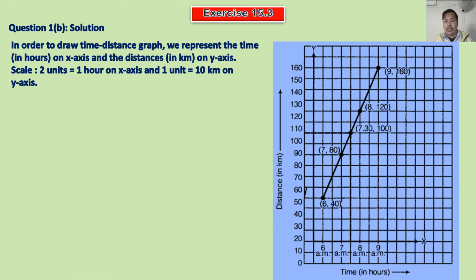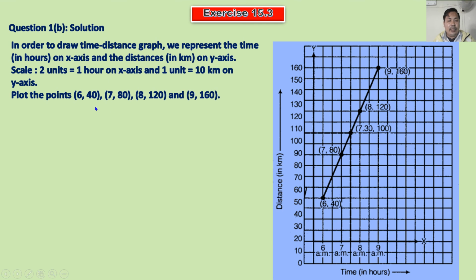Okay, two units as 1 hour, so that's 6 to 7 1 hour, 7 to 8 1 hour, 8 to 9 1 hour, like this. Okay, clear. And then on the y-axis, every 1 unit is equal to 10 kilometers. Okay, then plot the points. Now plot the points. So these are the points from the table we have.